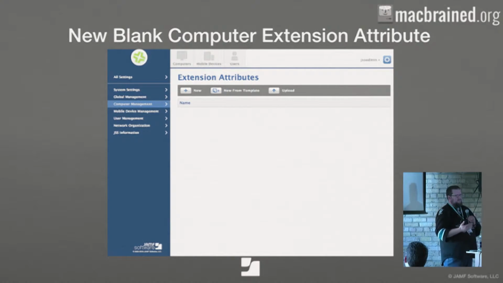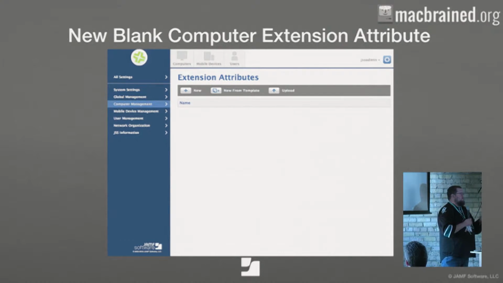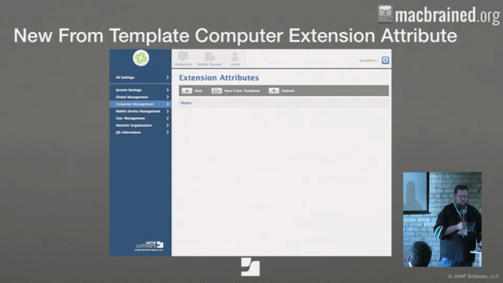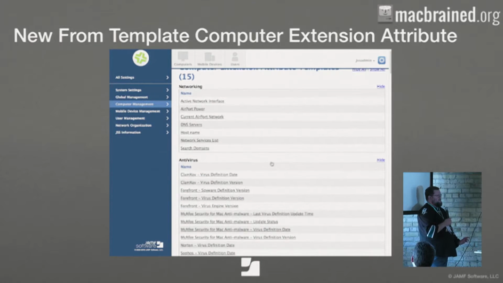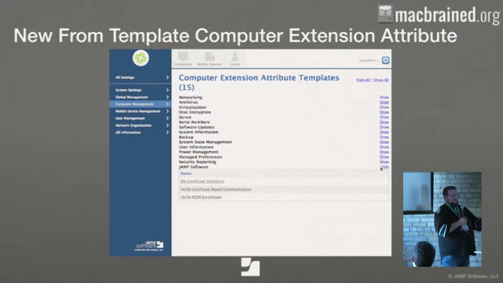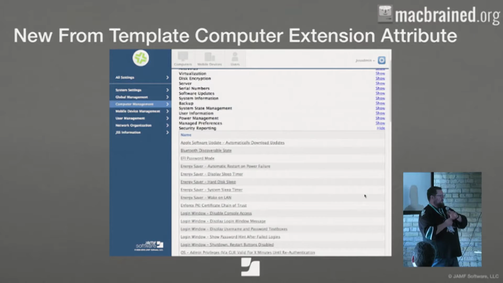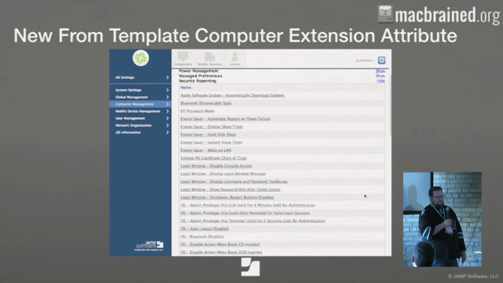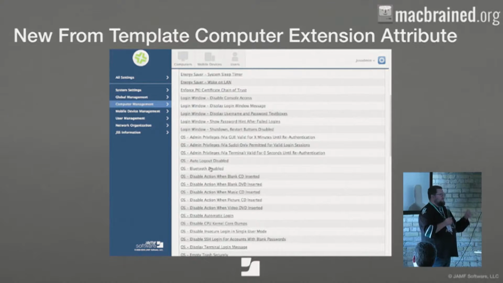Now, that can be a little bit intimidating because maybe you don't know what you want to do. Maybe you do know what you want to do, but you're not quite sure how to. So it's really awesome and definitely super powerful for us that there are already templates in the JSS for the computer extension attributes. So you can click on templates instead of the new button, and you can sort through these menus and see if there's something that matches what you're trying to do. These are either created by Jamf or they've been submitted by the Jamf Nation community.